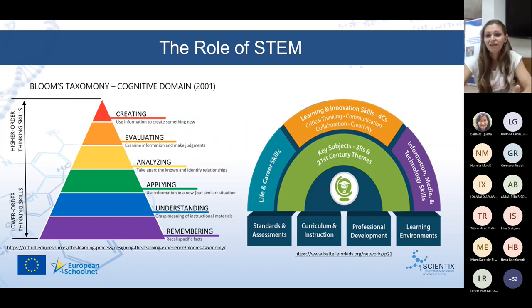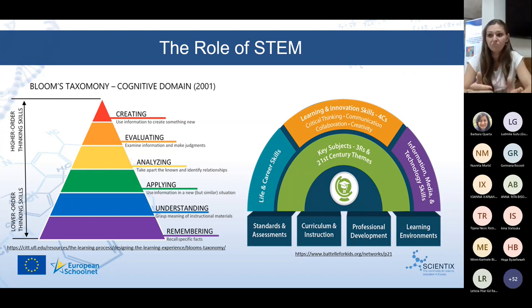Well, I'm not going to tell you all about the Bloom's in details today. However, I'd like to emphasize its importance and the role of STEM in putting this theory into practice. Well, it suggests how the teachers should organize their objectives, prepare their lesson plans, create some activities to develop students' lower and higher order skills, like creating, evaluating, analyzing, etc. This is what we do by STEM, actually.